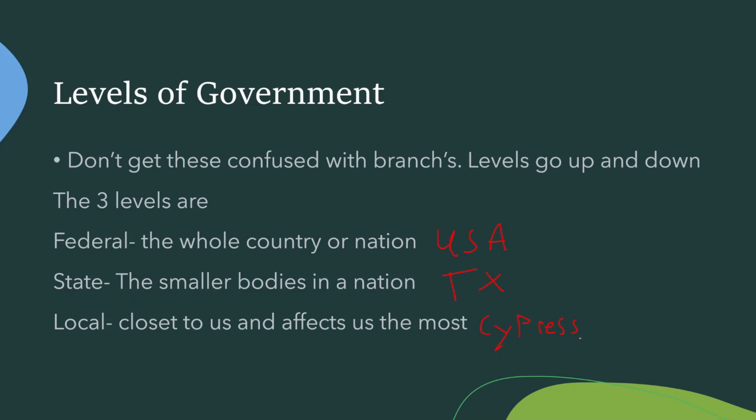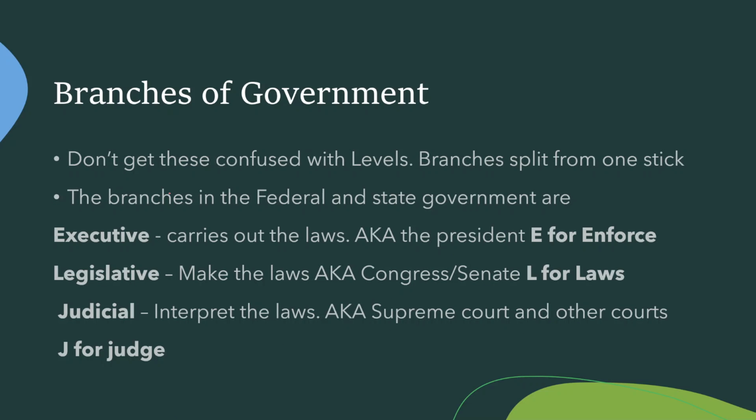Levels are separate. On the other hand, we have branches of government. Branches come from a single twig. They all are part of the government, but they branch off, okay? Don't get confused with levels. They come from the same stick. Branches come from the same stick, okay?